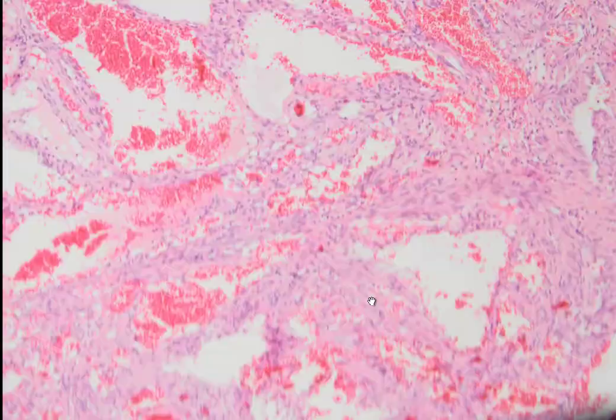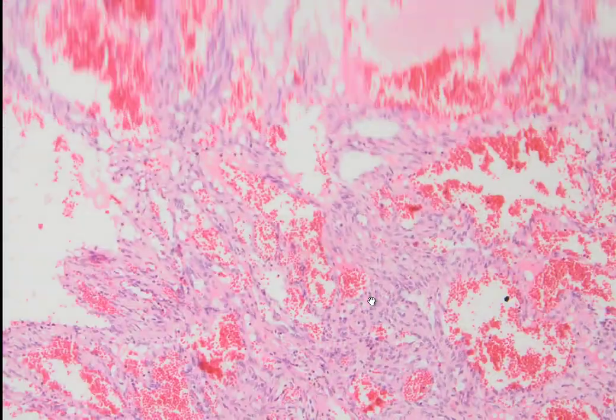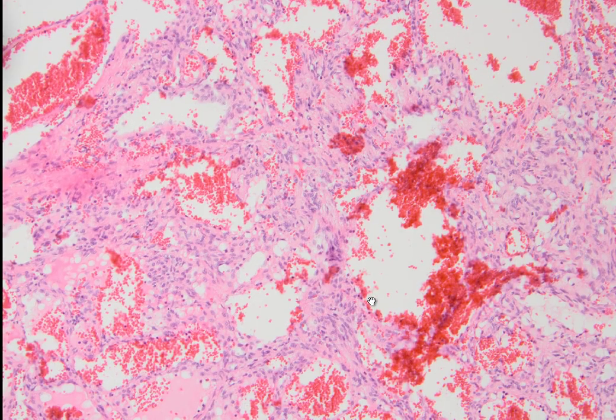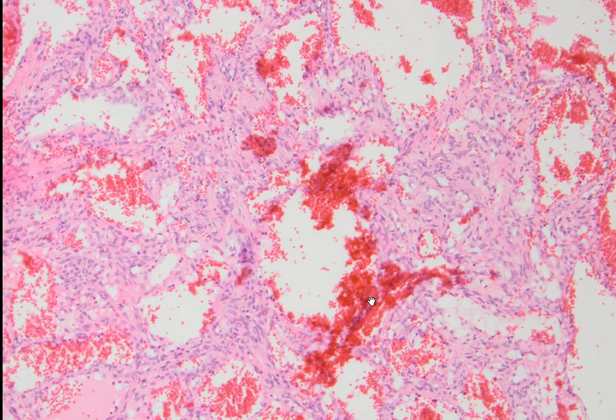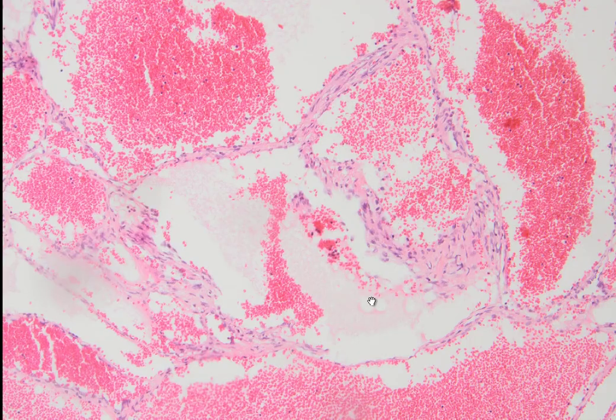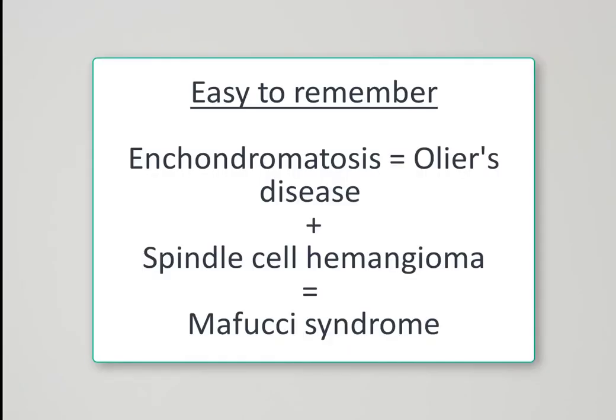enchondromatosis is called Maffucci syndrome. There are two syndromes of enchondromatosis: one is Ollier disease, and the other one is Maffucci syndrome. If you have enchondromatosis with spindle cell hemangioma, you call this Maffucci syndrome, and these tumors are associated with IDH1 mutations, and the major differential diagnosis is Kaposi sarcoma.